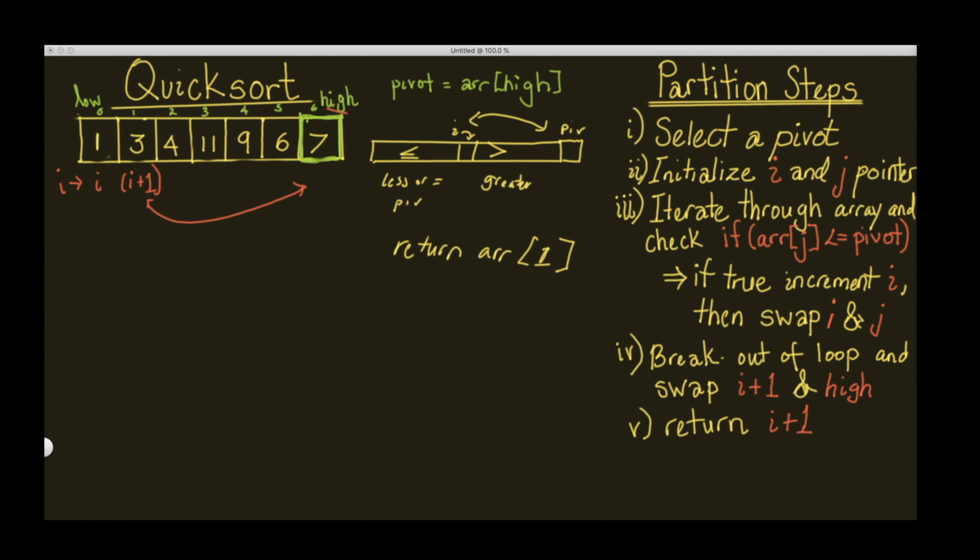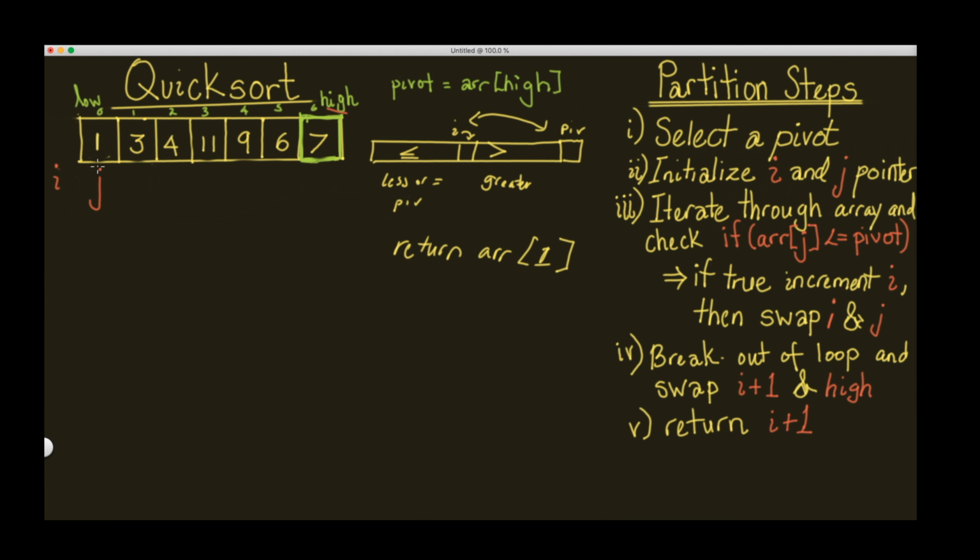So we're going to erase all this, and then we're going to continue with our example, but now our 7 is going to be our pivot. So let's start all over. We're going to initialize I to be low minus 1 and J to be low. And 7 is our new pivot. We're going to see if there are any numbers that are less than or equal to the 7, and if there are, we're going to swap them with I and J.